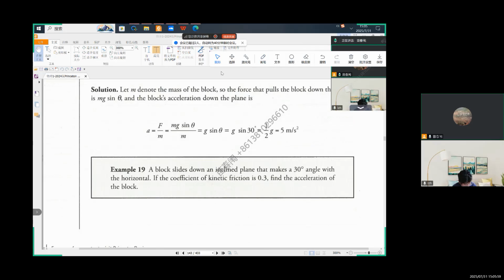Coefficient of kinetic friction. Have you learned this? No. Yeah, then let's stop for a second. Let me explain this. For example, if there's a block in here, if I push it, say it's not perfectly frictionless, so there must be friction. When I push it, something happens.